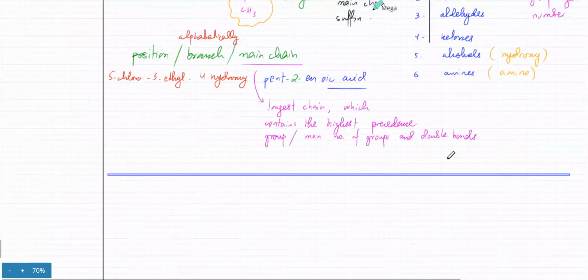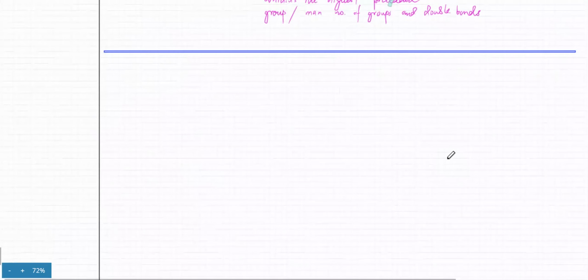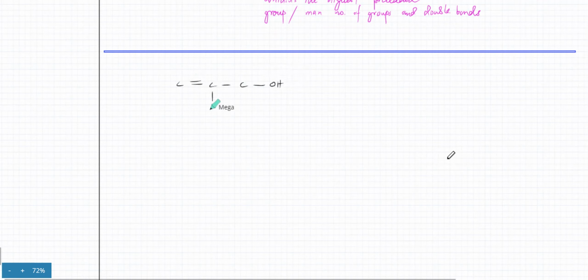Let's do another example. You have an alcohol and an amine. Let's say I have this molecule, and there's OH, and there is a double bond, and there is NH2 attached. There would be two hydrogens over here, and two hydrogens over here. So it's a simple molecule. Which group has the highest precedence?